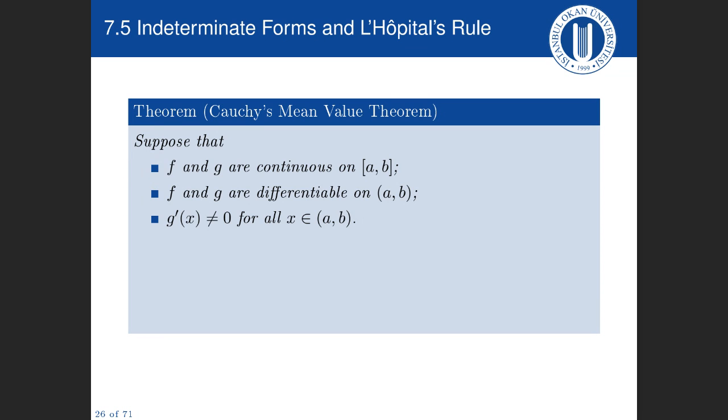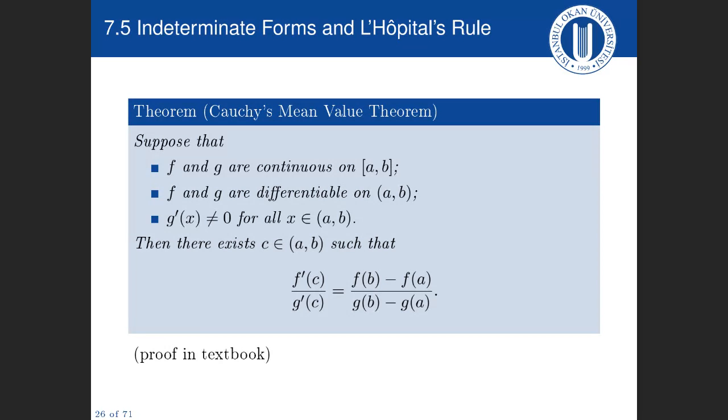Cauchy's mean value theorem says, well, first of all, suppose f and g are nice functions. More precisely, suppose f and g are continuous on a closed interval, differentiable on an open interval, and suppose that g prime is not equal to 0 on this open interval. Then there exists a point c between a and b such that f prime of c divided by g prime of c is equal to f of b minus f of a divided by g of b minus g of a.